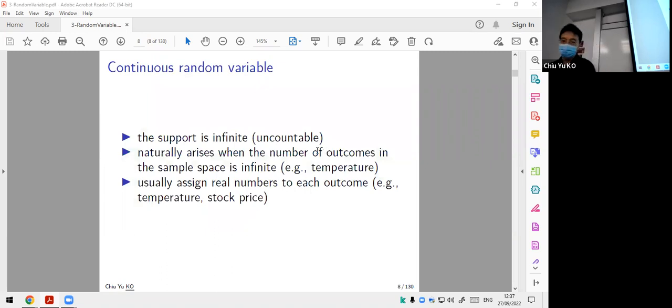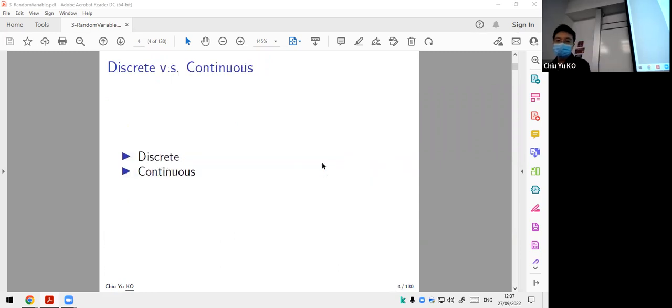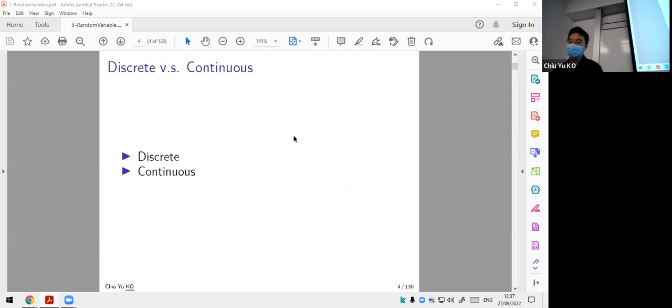So we also distinguish two things. We distinguish random variables by support, right? What is support? Support is the value that you can assign to the random variable, okay? And they can be either discrete or continuous, okay? And the reason why we have to separate the two is because of the mathematical tools that we have to use.